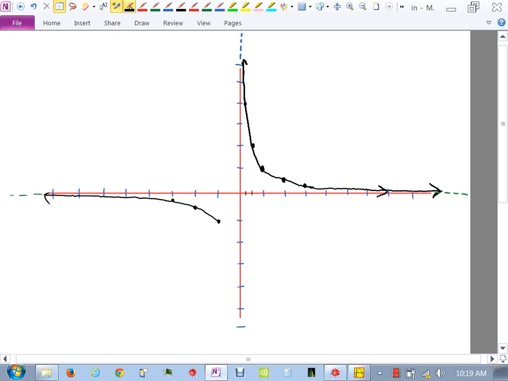Now, what do you think is going to happen on the left side? Same thing, but down. And you can check it, because if you plug in -1/2, you'll wind up with -2. -1/4, you'll wind up with -4. -1/10, you'll get -10. Does that make sense? Okay, so the graph is going to dive down over here. And then my dotted line straight up and down.